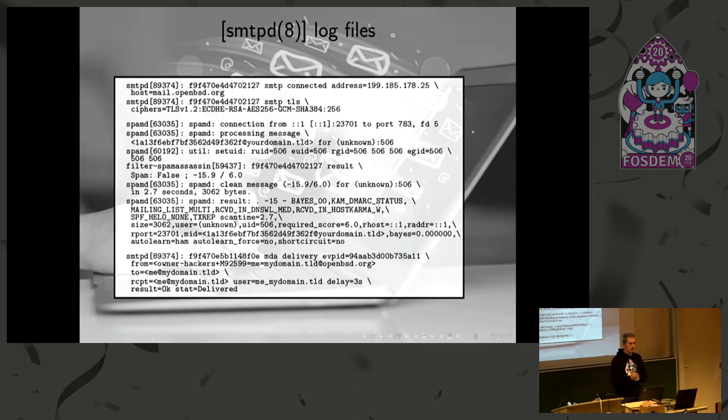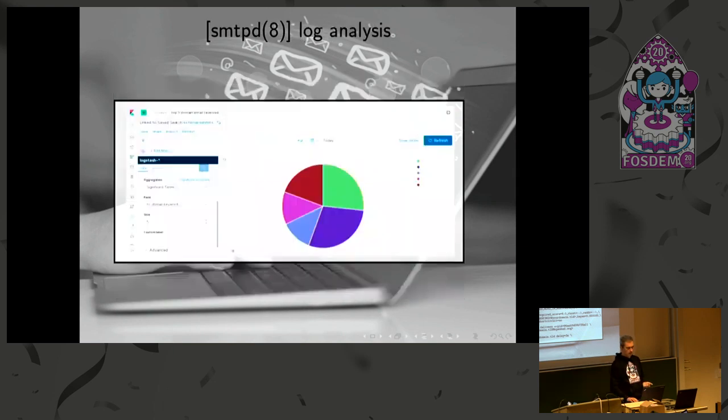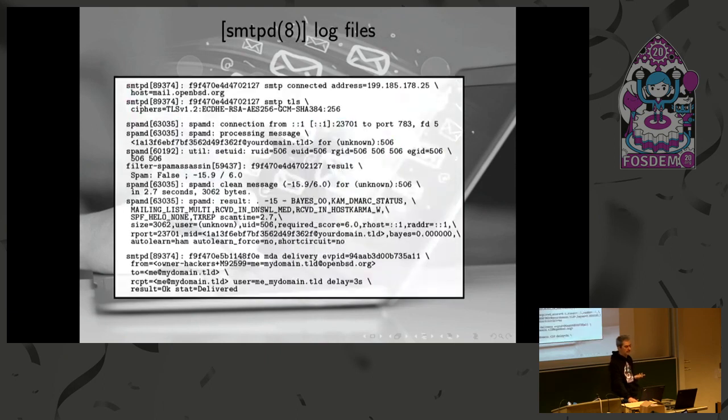Log files in SMTPD are a bit strange with respect to what other mail servers are. There is a lot of information, but it's not as easy to correlate that information. I think this is something that could be improved, and maybe a report filter could help this way, to create a custom log file to use, for example, in Kibana or other analysis tools.